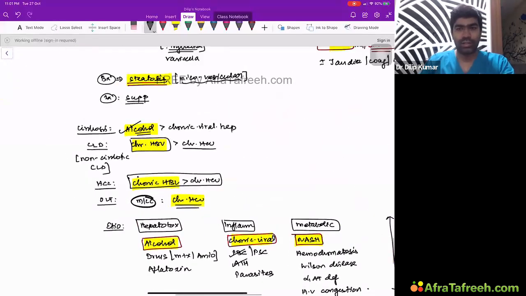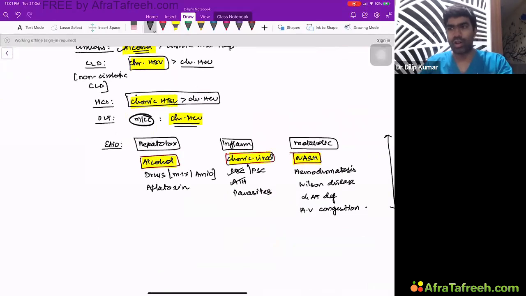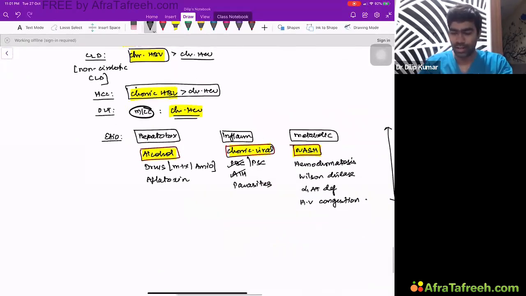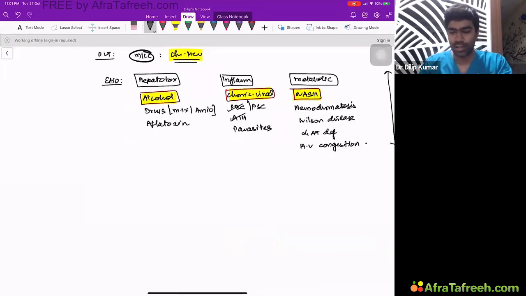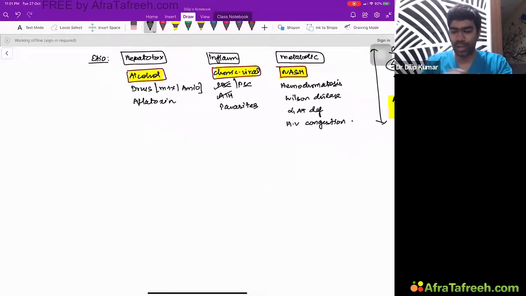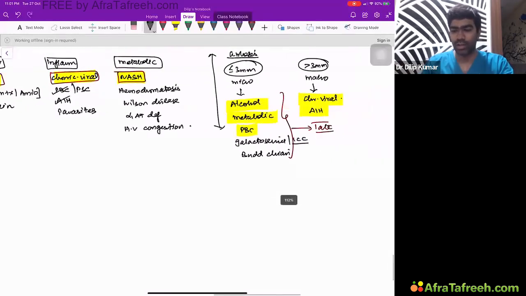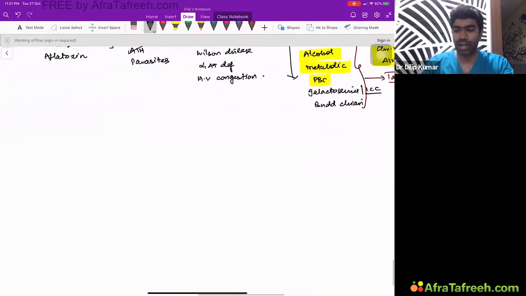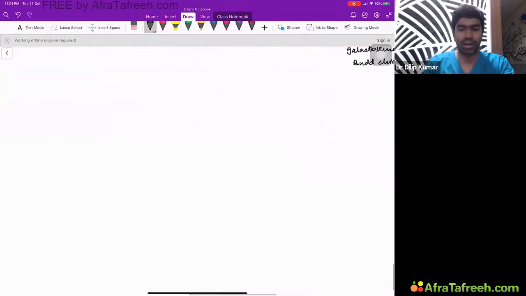So etiology-wise for cirrhosis, think about alcohol; for chronic hepatitis and chronic liver disease, think about chronic viral hepatitis in India; and for liver transplantation, always HCV. Etiology-wise, for micronodular: alcohol, metabolic, PBC; for macronodular: chronic viral hepatitis and autoimmune hepatitis. And literally any cause of micronodular cirrhosis in late stage can result in macronodular cirrhosis. So this is the final take-home point.